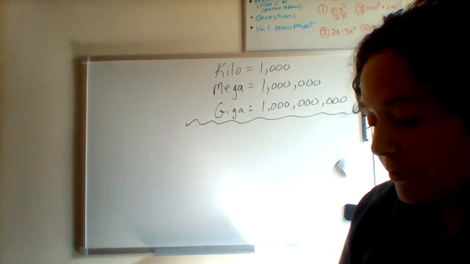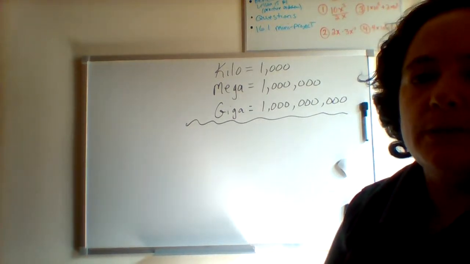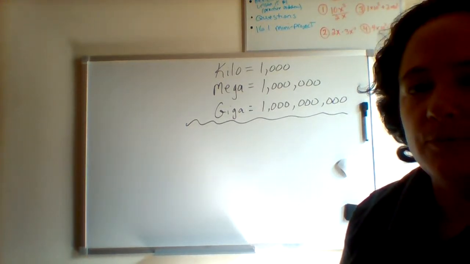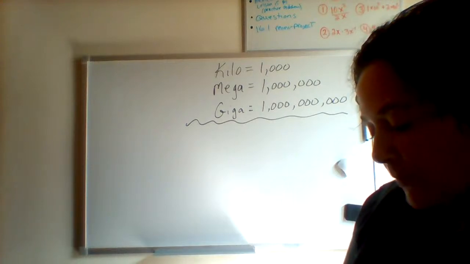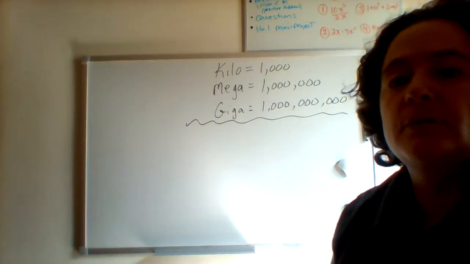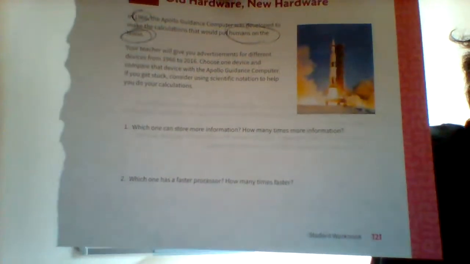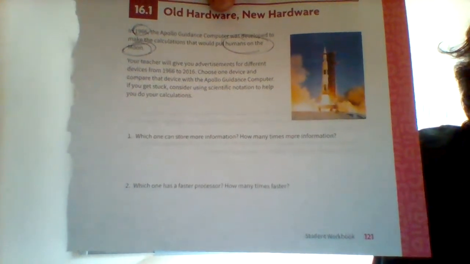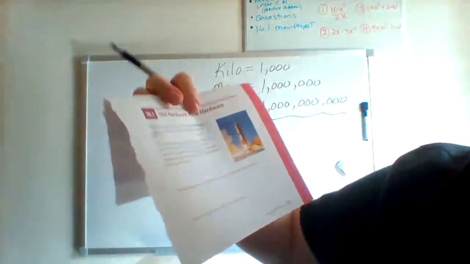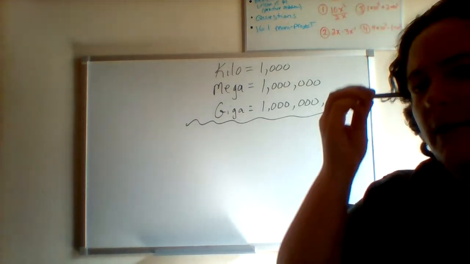Okay, now where it says your teacher will give you the advertisements, that's the document that I shared with you with all the boxes of information. Number 1, which one can store more information and how many times more? This is the mini project that I have. You see how it says for number 1, you have to see which one is carrying more information? You have to pick one of the devices on the list that I shared with you.